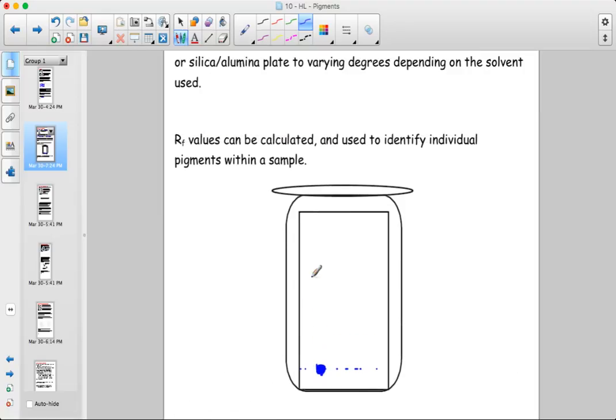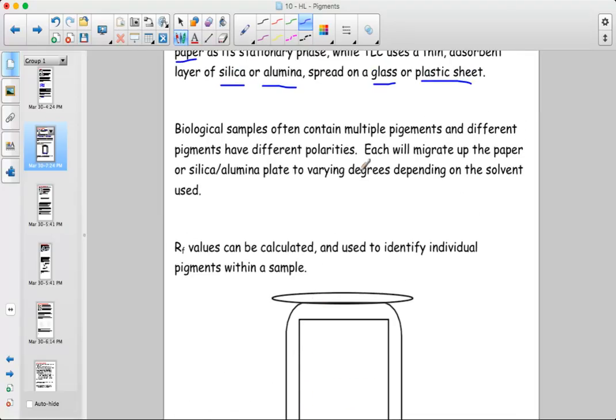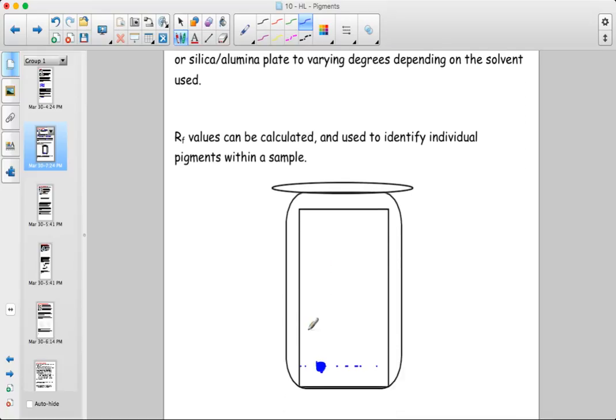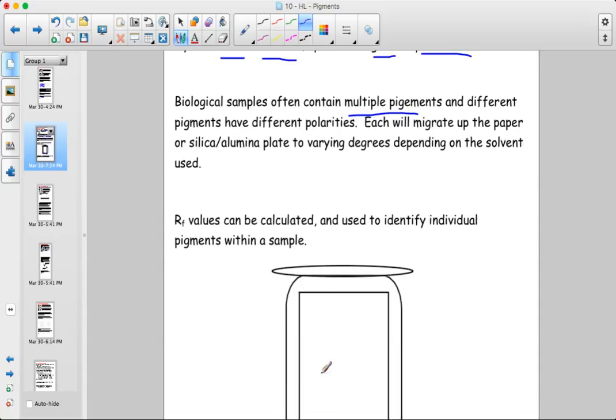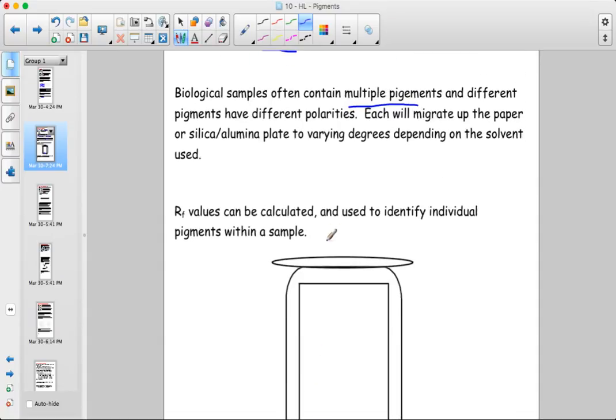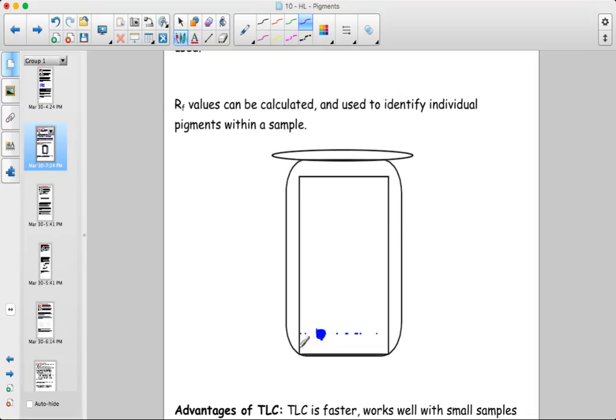Now, often things that are colored contain multiple pigments, and so you're going to spot them onto this paste, this plate as we call it in TLC, or the piece of paper. And then you're going to add a solvent, and the solvent will not reach that origin. But that's like the worst liquid line of all time, but you get the idea.